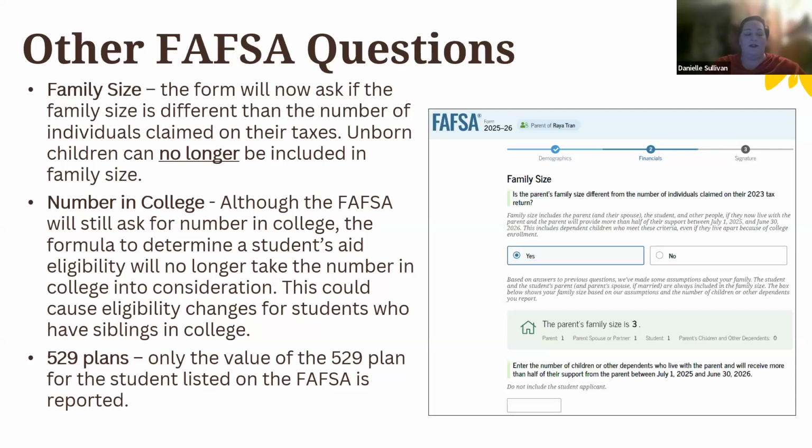They'll also be asked to report number in college. Some schools might use this for other purposes, but for federal purposes, this will not change the student aid index calculation. And then we talked already about 529 plans. They need to make sure they only report the value for the student listed on the FAFSA, and it will be reported under parent assets, not student.